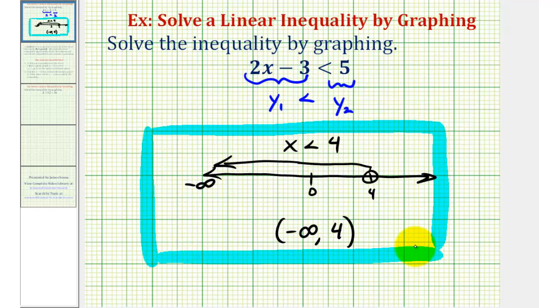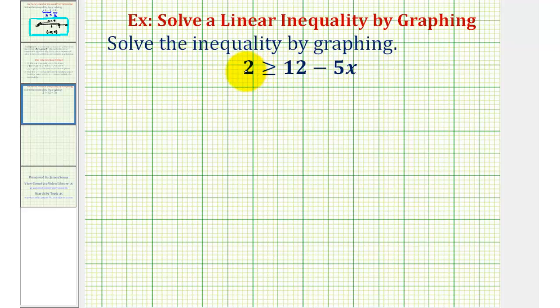Let's go and take a look at a second example. Here we have 2 is greater than or equal to 12 minus 5x. So we'll let y1 be equal to positive 2, and y2 is going to be equal to 12 minus 5x. So we want to know graphically when would y1 be greater than or equal to y2, which would be when y1 is above or on y2. So in this case, we will include the point of intersection.